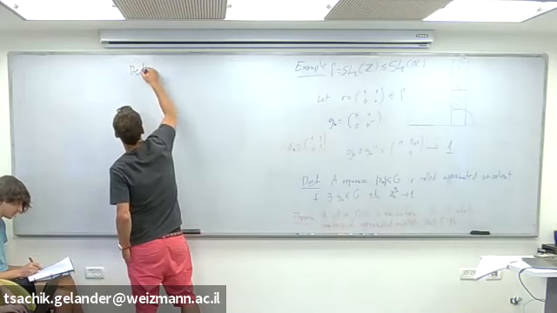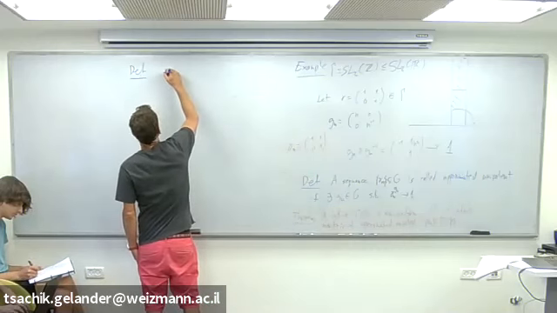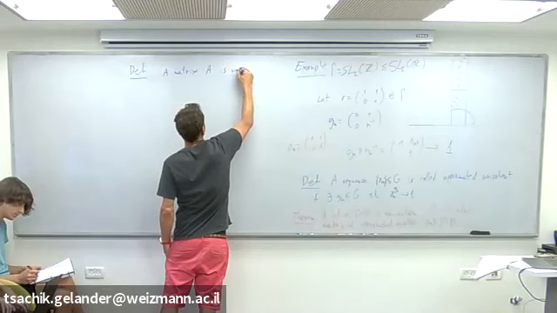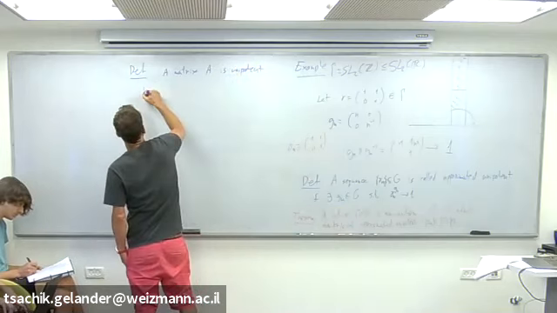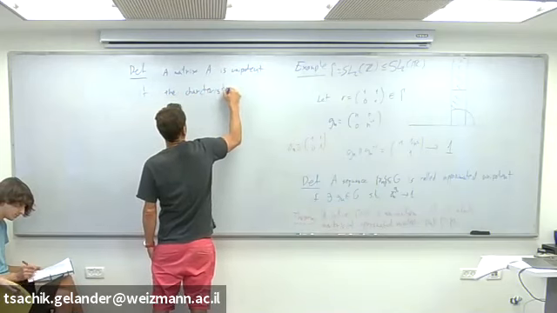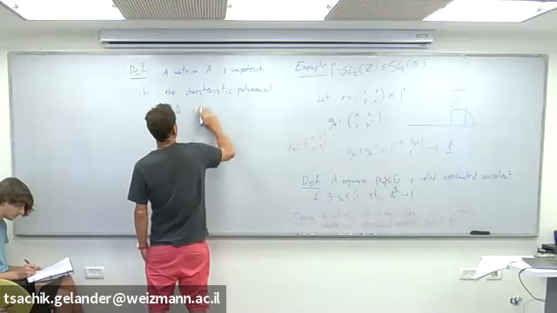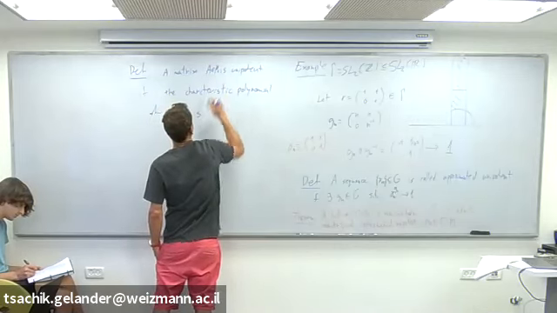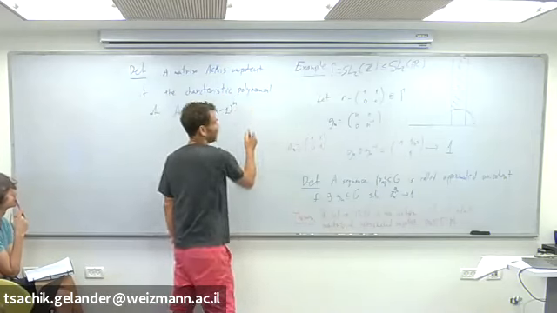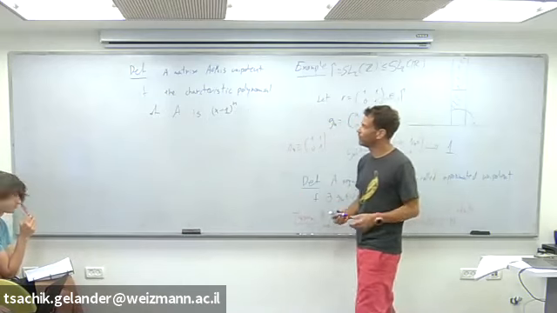Definition. By the way, this is valid also for totally disconnected groups. So definition: a matrix A in M is unipotent if the characteristic polynomial of A is x minus 1 to the power n. So all the eigenvalues are 1. That's the definition of unipotent.